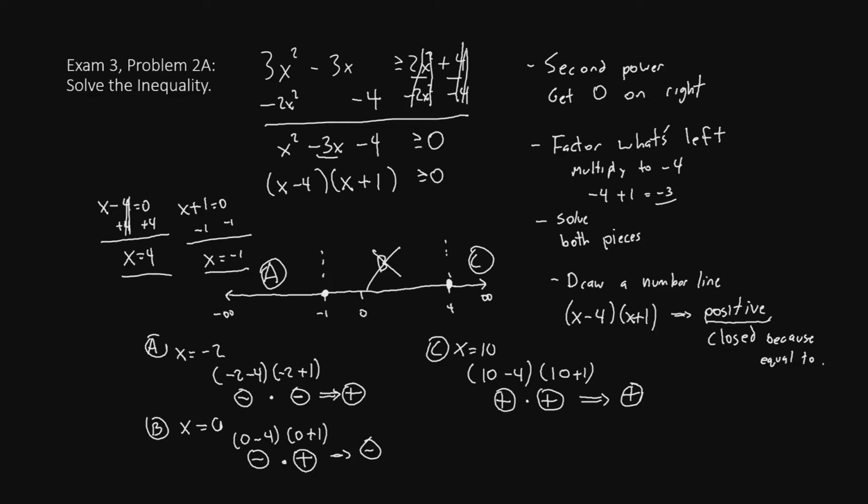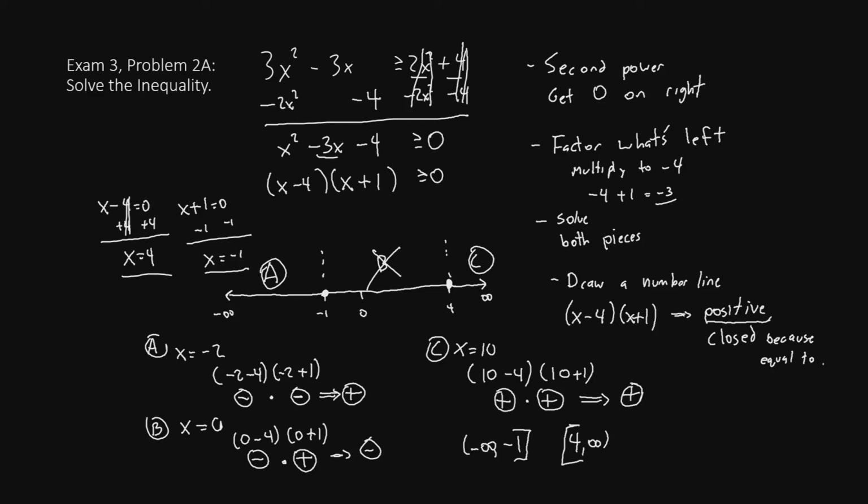So our correct intervals are A and C. So our final answer will be region A, which is negative infinity to negative 1. And then region C is going to be from 4 to infinity. To complete our answer, we'll put parentheses around the infinities. And since the circles are closed, we'll put brackets around negative 1 and 4.